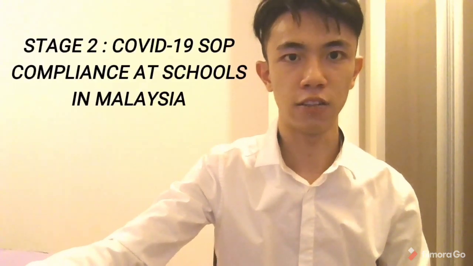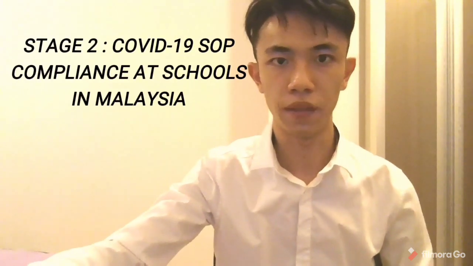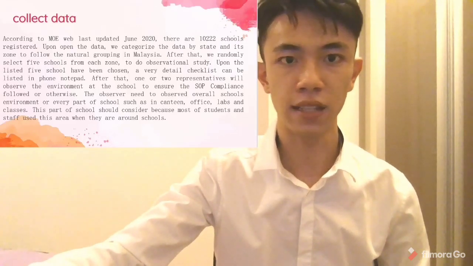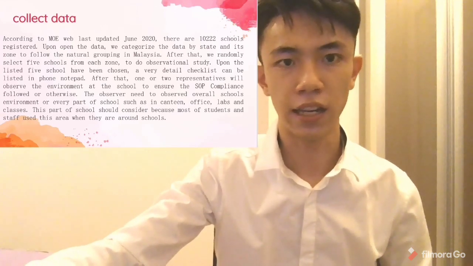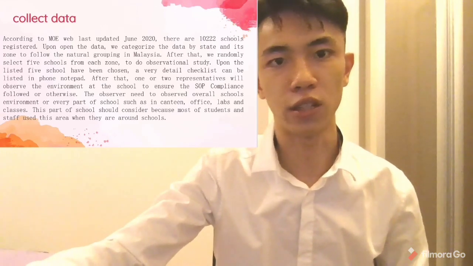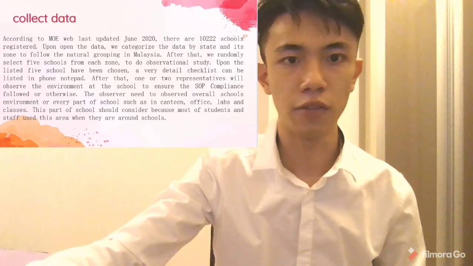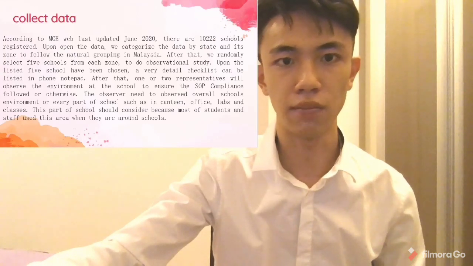Next, I will explain stage 2 of the case study of COVID-19 SOP compliance at schools in Malaysia. Stage 2 is collecting data. We collect the data according to the MOE website, updated June 2020. There are 10,222 schools registered. When we have the open data, we will categorize it by state and zone to follow the grouping in Malaysia.